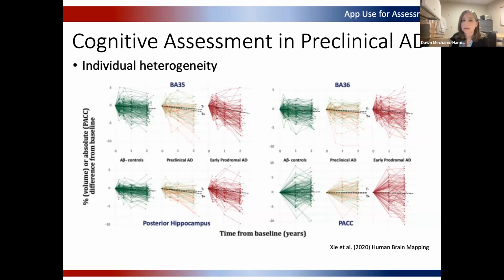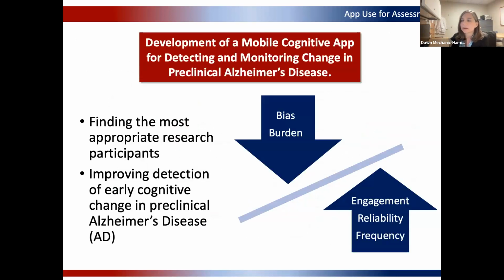And so collecting that large amount of data can be really helpful. So our mission was to develop a cognitive app for trying to detect and monitor change in preclinical Alzheimer's disease, with two areas of focus: finding the most appropriate research participants, improving detection of early cognitive change in that group, and really trying to think about reducing bias and burden in our tests, and increasing engagement, reliability, and the frequency that we can do our tests so that we can have more of that data to identify those changes.